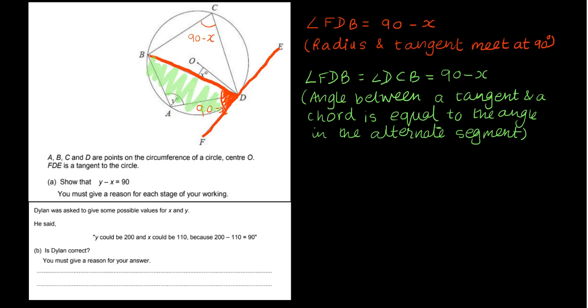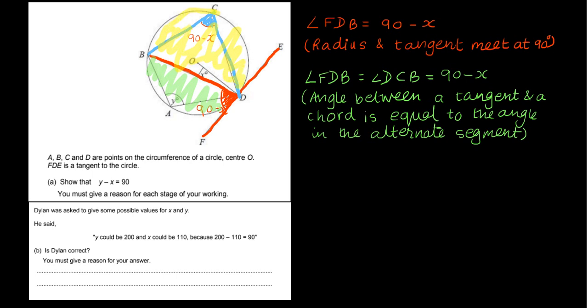So any angle, let's switch to the pen, I'll try and do it in blue, which starts at one end of the chord, touches the circumference, and goes back to the other end of the chord, will be the same as the angle between the tangent and the chord. So it has to start from one end of the chord, touch the circumference, and go back to the other end of the chord. And it will be in the other segment, so in this part of the circle, let's shade it yellow. Not the green part.